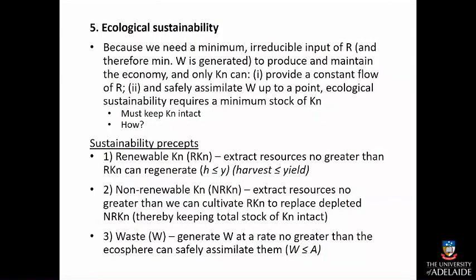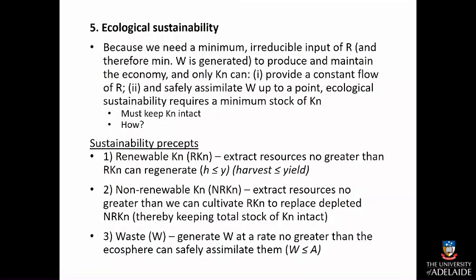The emission of greenhouse gas in the atmosphere means that the natural environment, as much as it can destroy and assimilate greenhouse gases, the level of greenhouse gases has exceeded the natural environment's ability to safely assimilate them, and that's why the concentration of greenhouse gases is rising in the atmosphere. So the natural environment can deal with waste, but only up to a point. So ecological sustainability means you need to maintain a minimum stock of natural capital. Must keep natural capital intact. How would you do that?